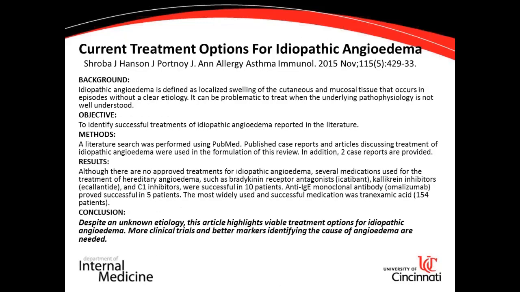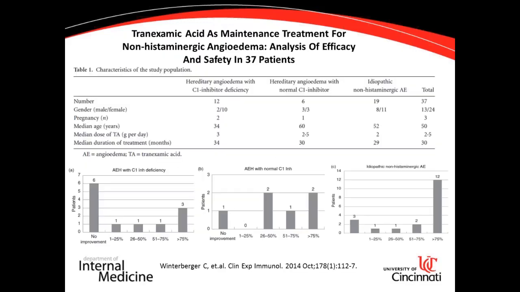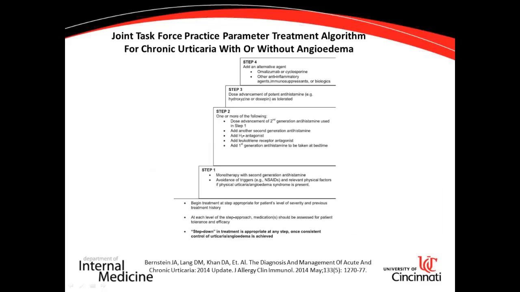This is just a study showing current treatment options for idiopathic angioedema, and the conclusion here is despite unknown etiology, this article highlights variable treatment options for idiopathic angioedema. More clinical trials and better markers identifying the cause of angioedema are needed. So they tried a number of different things, and none of them were uniformly successful. This is just a study showing tranexamic acid may be beneficial also for these patients, as some patients with idiopathic non-histaminergic angioedema responded to this agent as well.